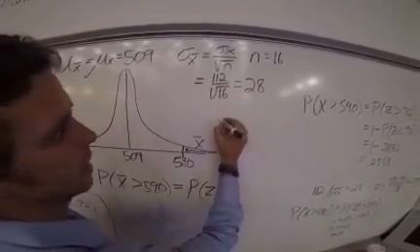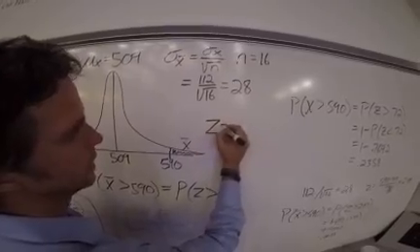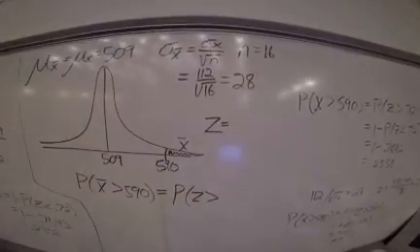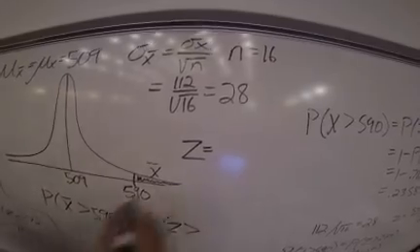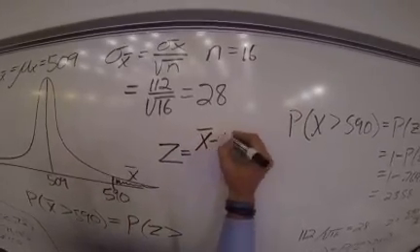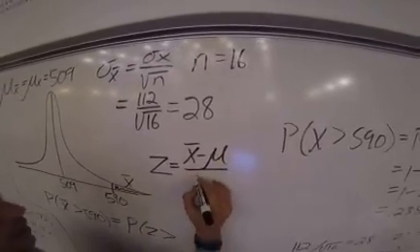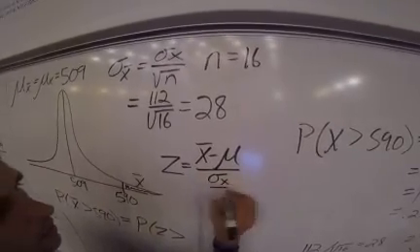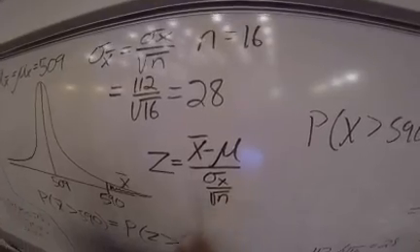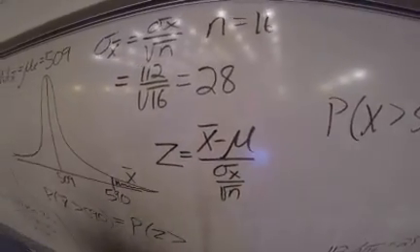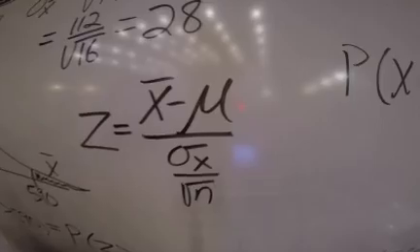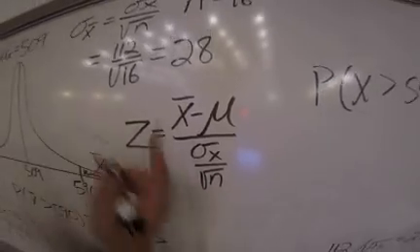So I'm going to do that right here. That's z equals, right? That z equals x bar minus mu divided by, and this was the difference, sigma x divided by the square root of n. That's the only difference in the whole equation. You get that guy right there, then we're good. And that's what we've calculated.